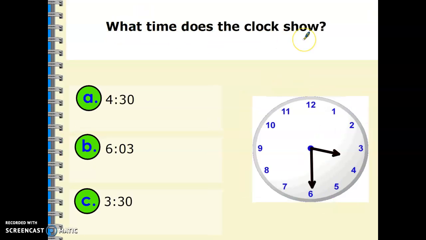What time does the clock show? Okay, look at the hour hand and look at the minute hand. Our choices are A, 4:30, B, 6:03, C, 3:30. I want you to tell me the correct answer. I cannot wait to hear your response.